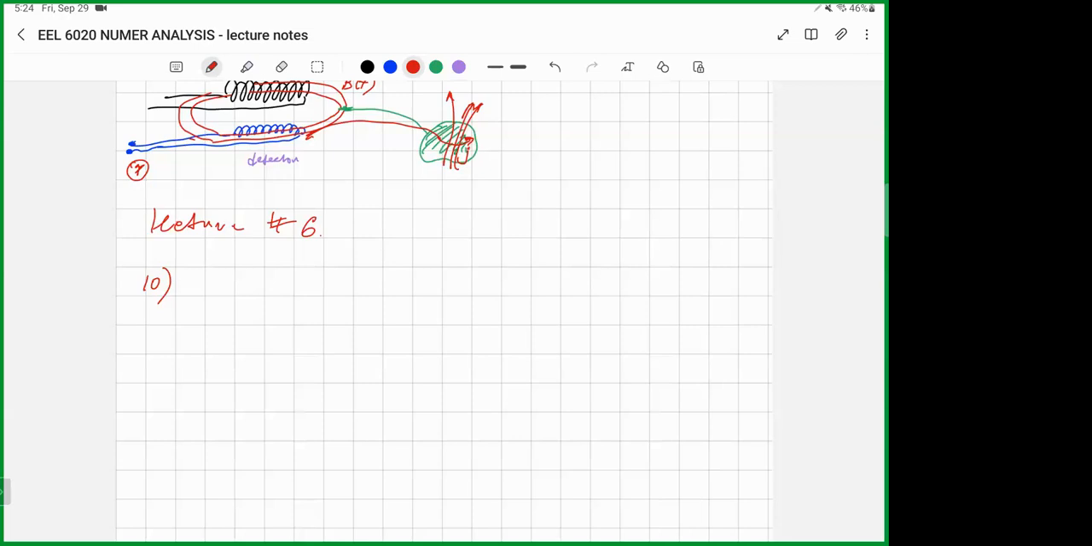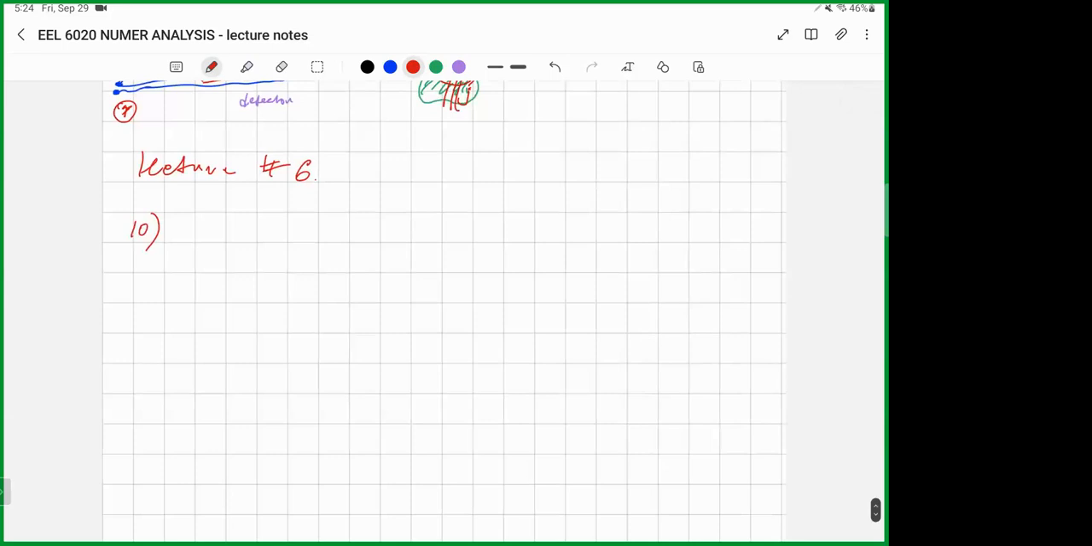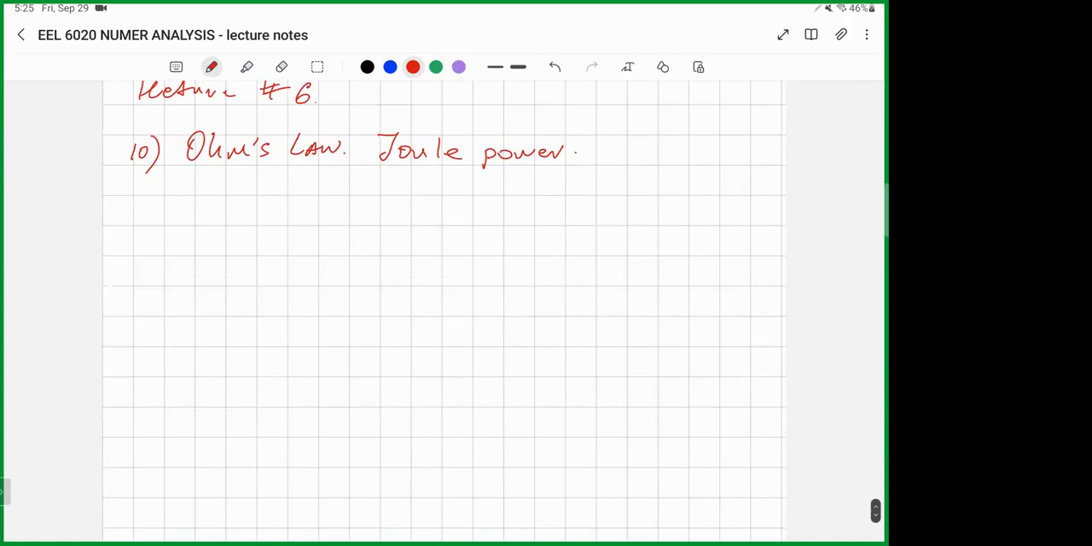So the next part is gonna be about Ohm's law and joule power. Ohm's law and joule power. Okay, so this is still something that we need for numerical simulations. Okay, so let us quickly refresh in mind what is Ohm's law, like the one from elementary physics, right?